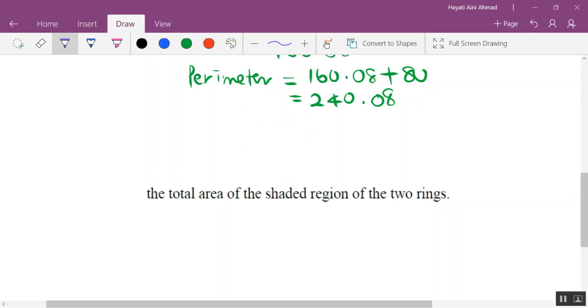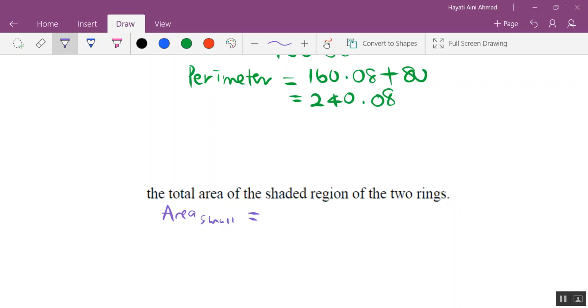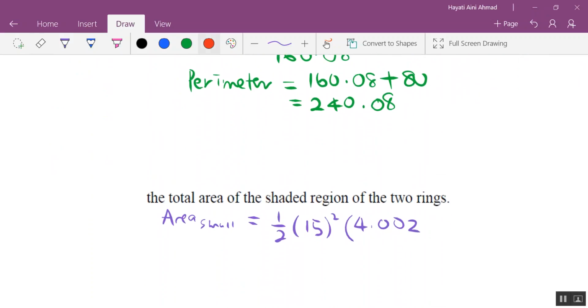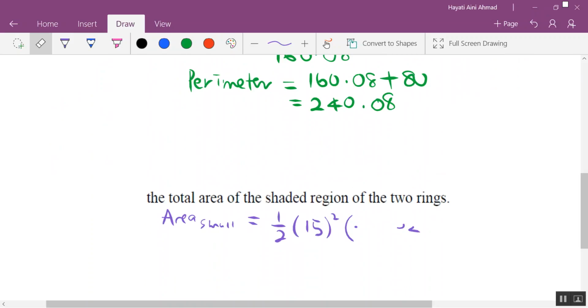So here, the total area of the shaded region, we will begin with trying to find the area of the smaller circle. Area small is equal to half times 15 squared times 4.002. Oh no, sorry, it's not 4.002. It's supposed to be 2.282.